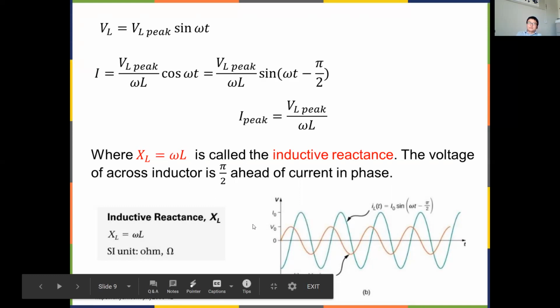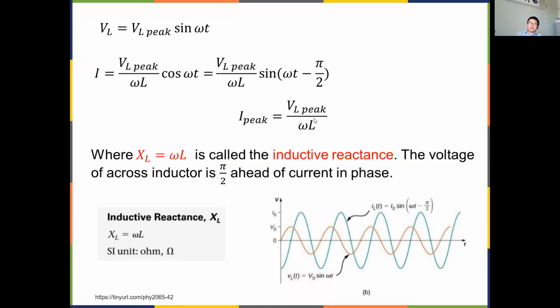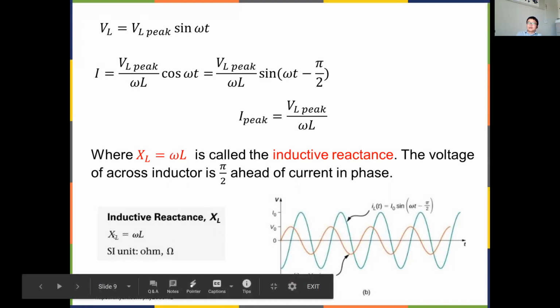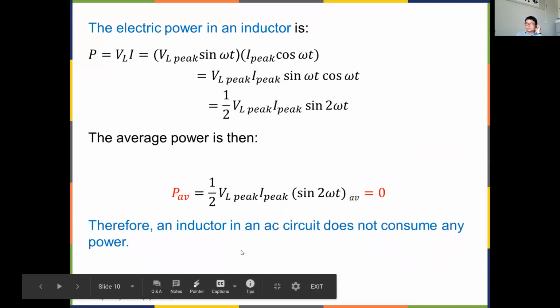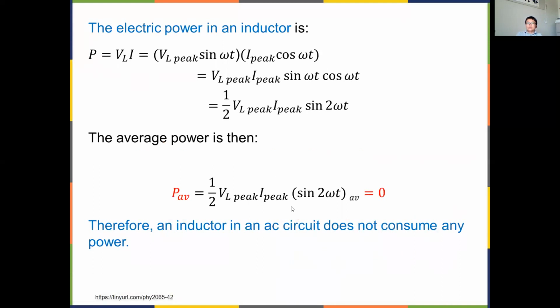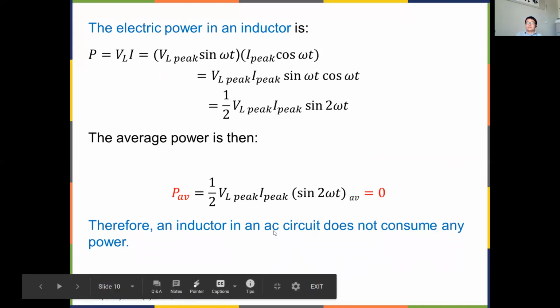So the current peak, in this expression, is equal to V peak divided by omega L. In this case, we call omega L the reactance of the inductor to the AC source. This is called inductive reactance, XL equal to omega L, and it has SI unit of ohms. The electric power in an inductor turns out to be 0 when it's supplied with the AC source. That means it doesn't consume power.